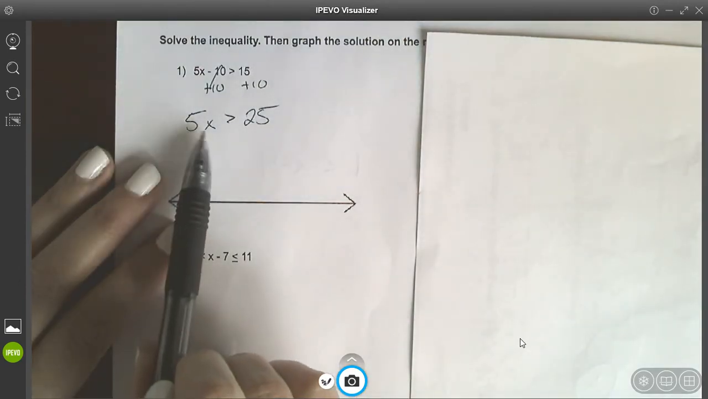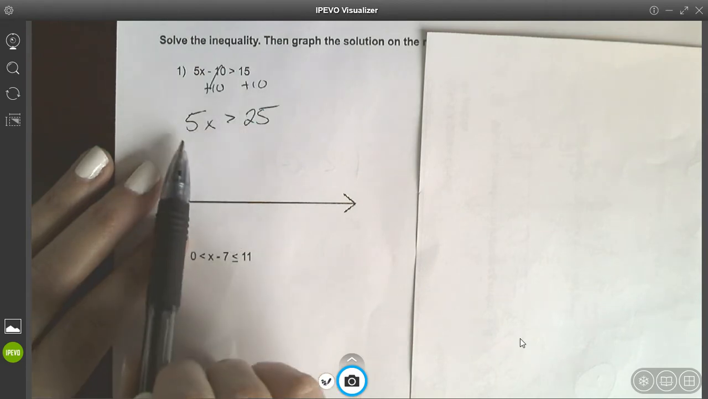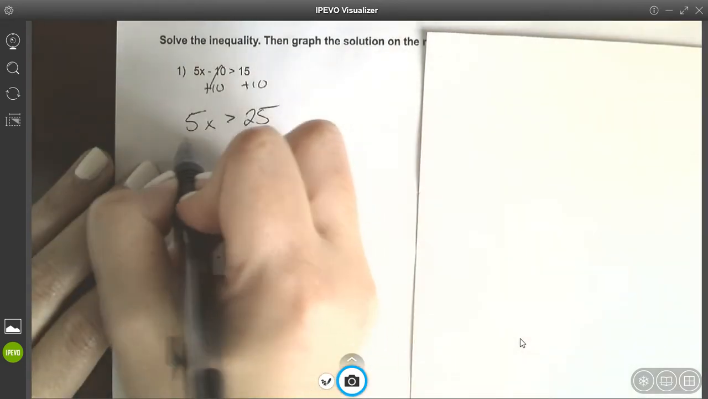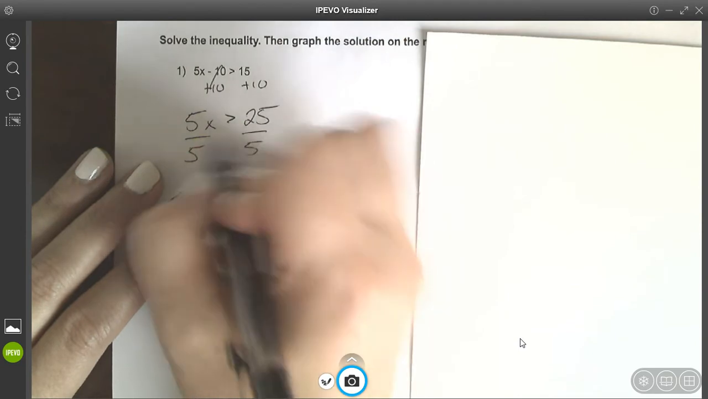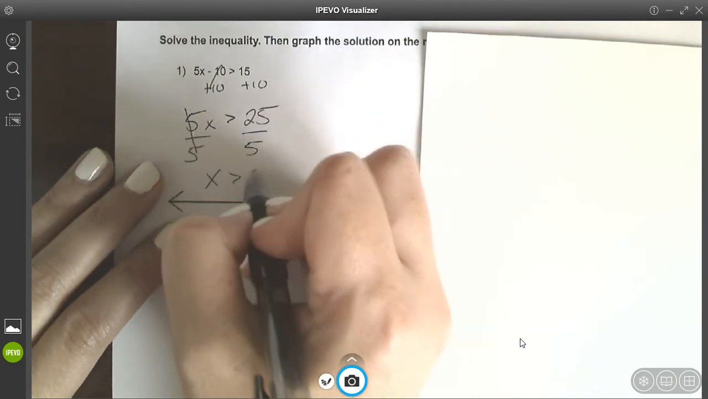And then now I have 5 times x is greater than 25. So now I have to get rid of this 5. To get rid of multiplication, I have to divide. I get x is greater than 5.